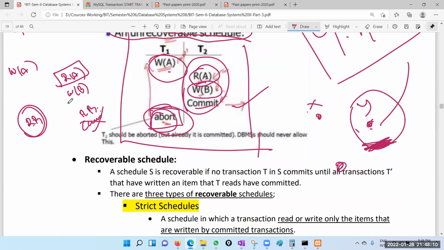Some transaction schedules have no cascade rollback. So those are cascadeless recoverable schedules. Some schedules, anyway, you have already committed, so you have no way to recover that.